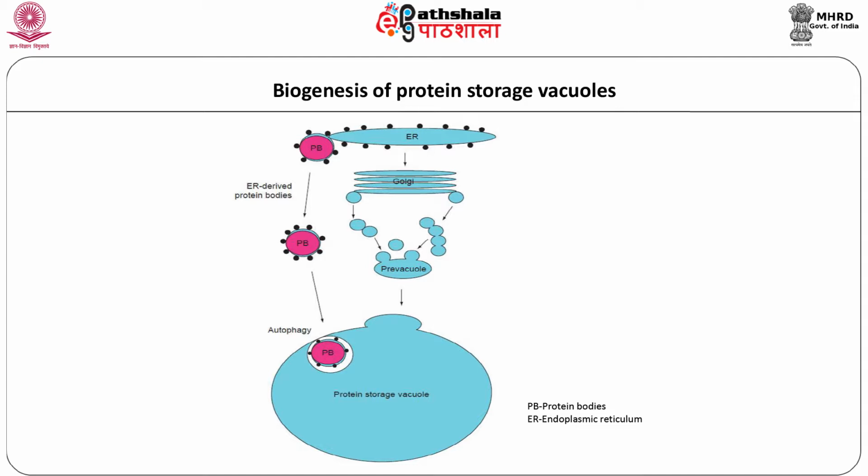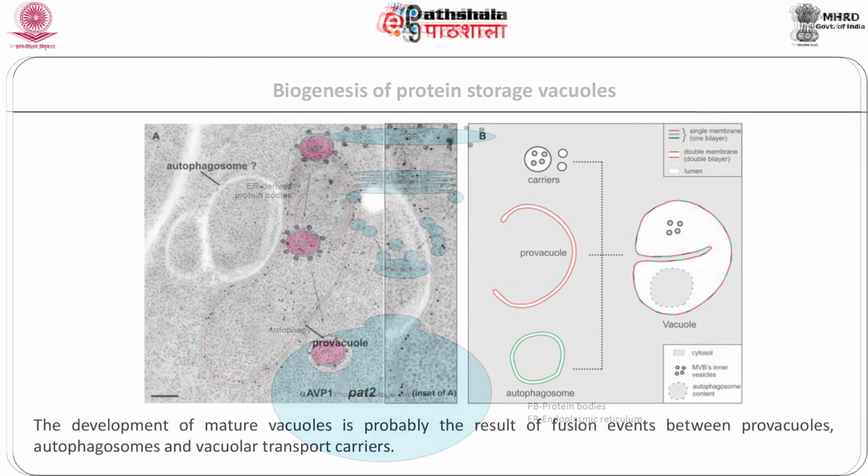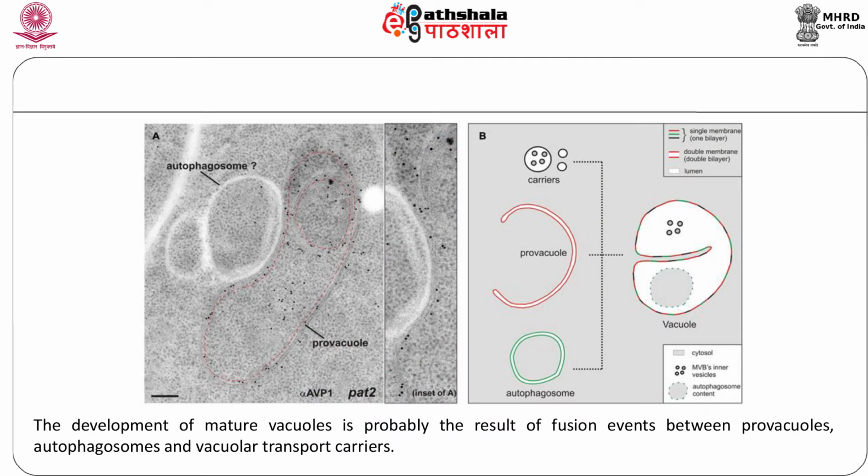PSVs are formed as a consequence of endoplasmic reticulum synthesized storage proteins progressing through the endomembrane secretory system to specialized vacuoles, that is PSVs, for accumulation, as given by Herman and Larkins in 1999. The development of mature vacuoles is probably the result of fusion events between provacuoles, autophagosomes and vacuolar transport carriers.